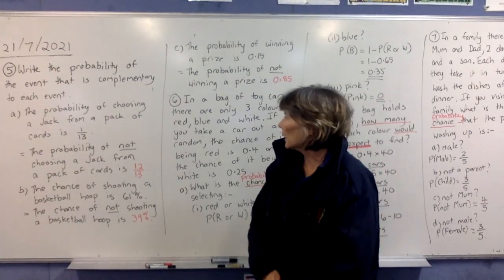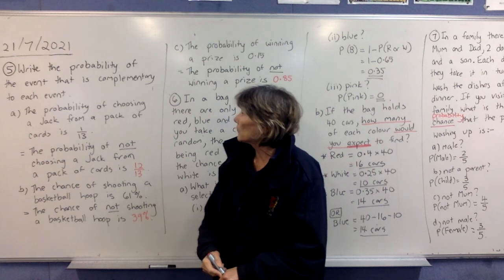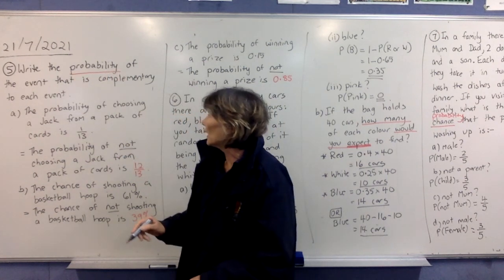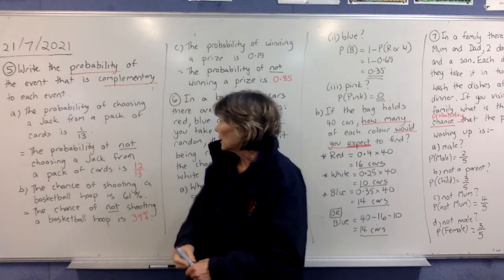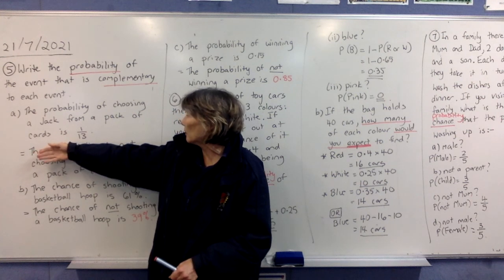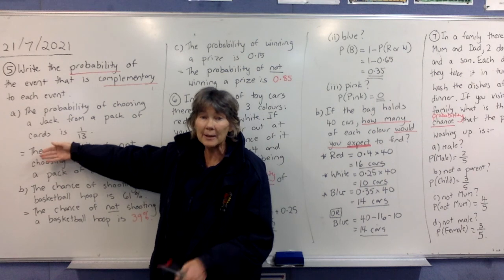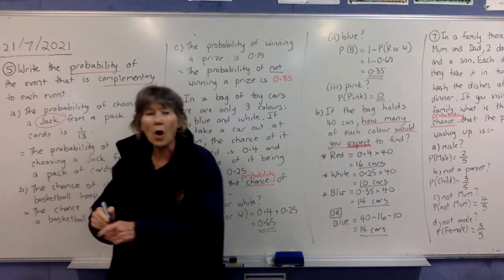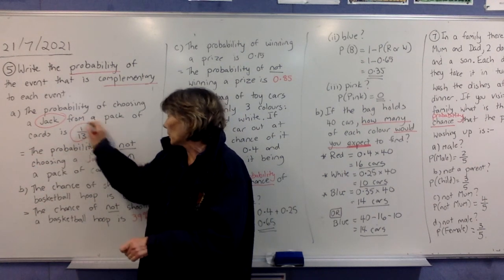So we're going to go through some more examples. So we have the first one. Write the probability of the event that is complementary to each event. So the first one says the probability of choosing a jack from a pack of cards is 1 on 13. So we're going to do this worded exactly the same. We're going to do the opposite of choosing a jack and then change the probability.